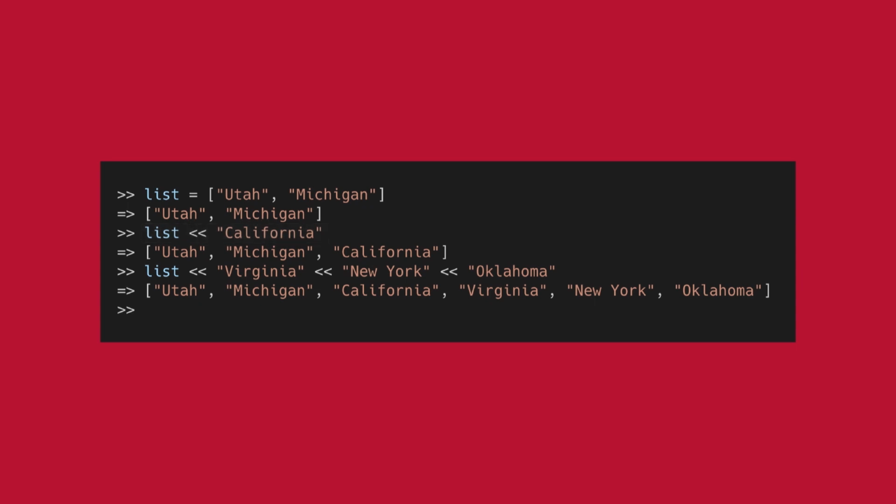The nice thing about this is you can easily chain your calls. So let's say we have 3 values we want to quickly add to our list. We can do that simply by just chaining the shovel operator one string after the other.